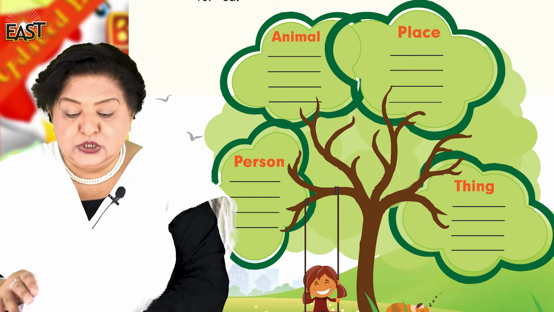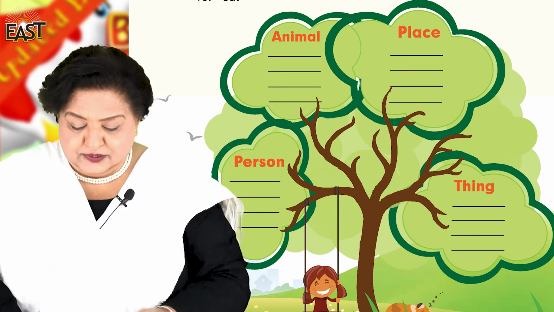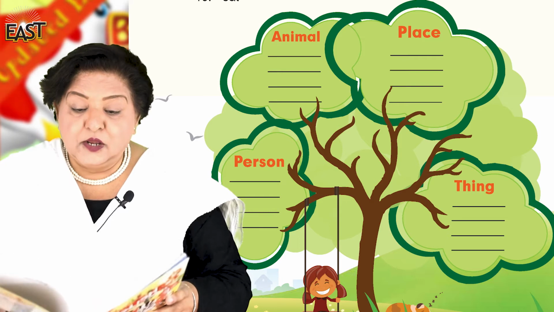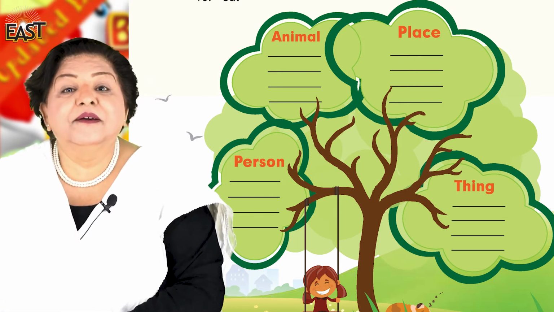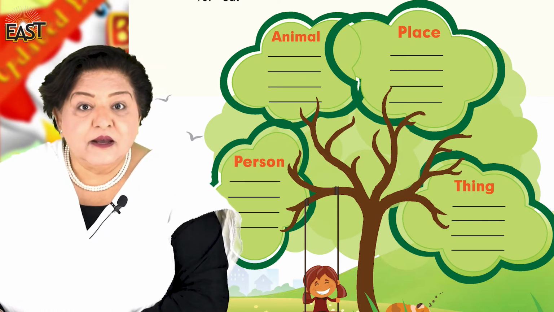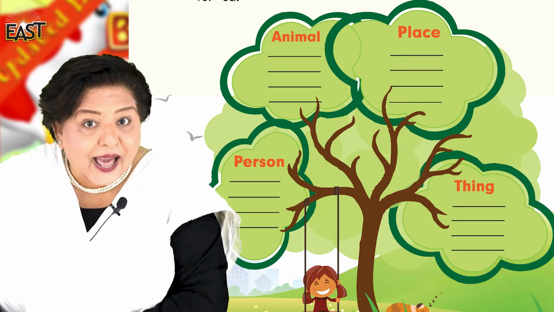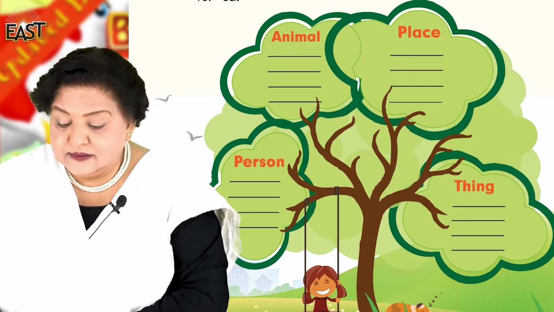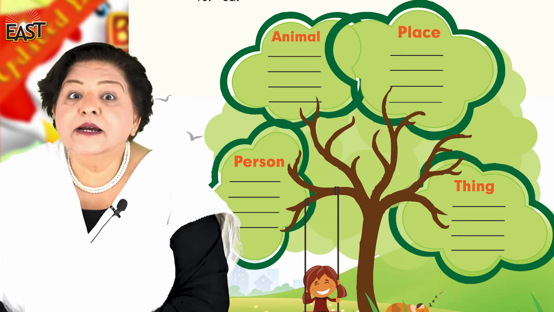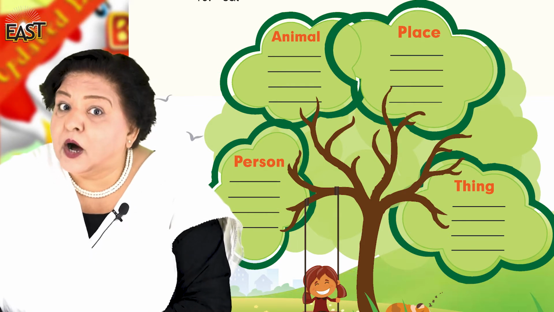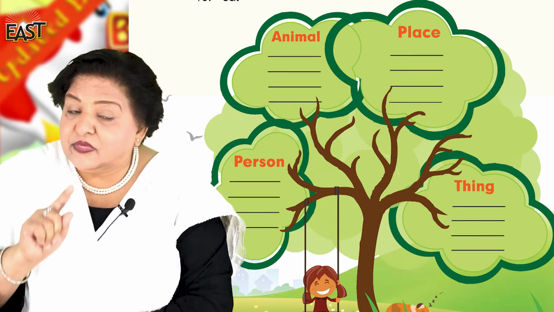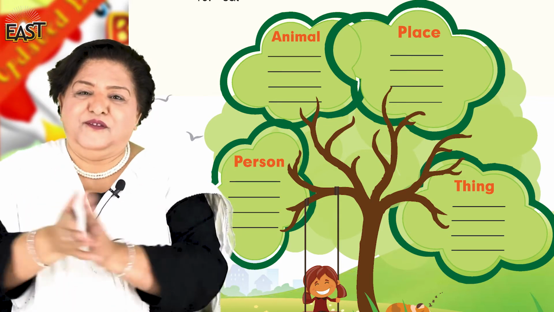All right, look at your book. Come on, look at your book. Page 60. Look at your book at page 60. Very good. Now, can you see the tree? It says person, animal, place, and thing. Now, we have 16 nouns. Some are proper nouns and some are not, but they are all very good.